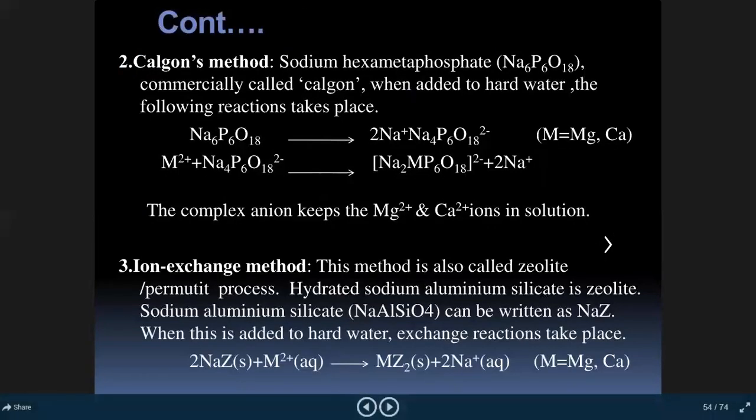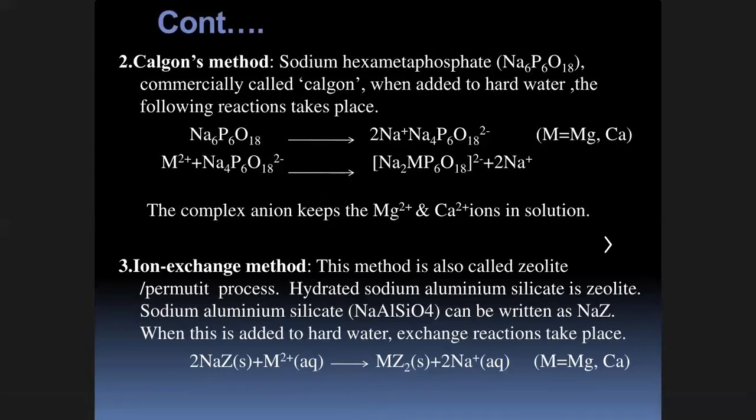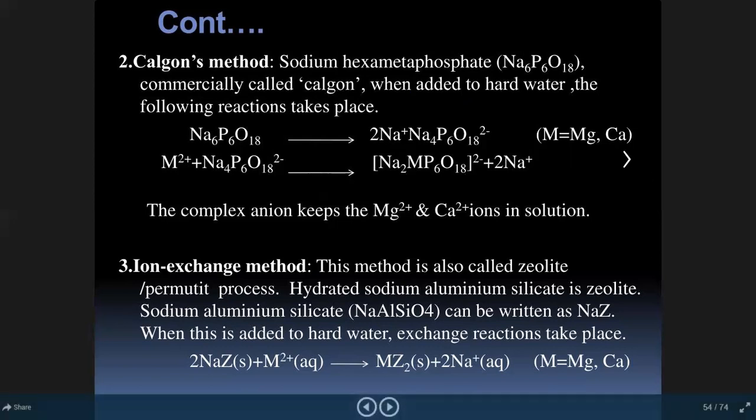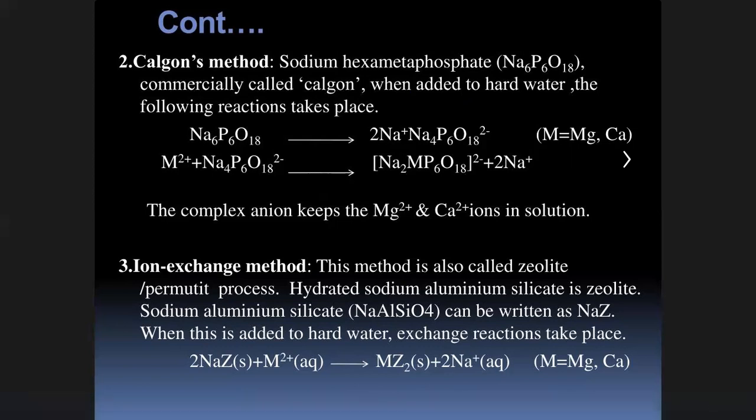Apart from this, there are other methods, Calgon method and ion exchange method. Calgon method means sodium hexametaphosphate, commercially called Calgon, is added to hard water and that reacts and removes the permanent hardness. Ion exchange method, in this method we use zeolite, or you can say permutit process. Hydrated sodium aluminium silicate is a zeolite, and sodium aluminium silicate can be written as NaZ, which when added to hard water, exchange of ion takes place.